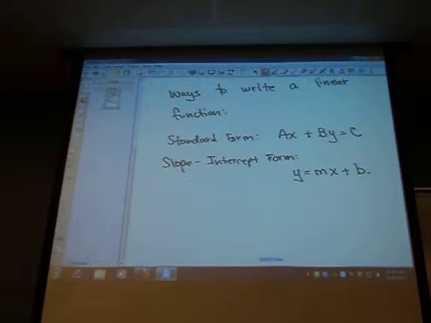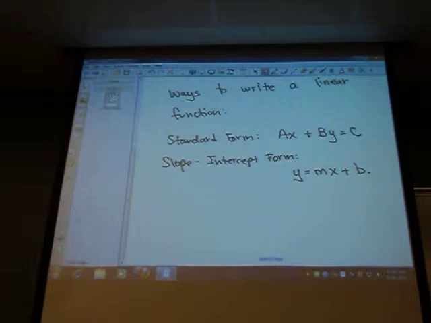Sometimes what confuses people is the capital B in standard form and the lowercase b in slope-intercept form. They're not related. Capital B doesn't really stand for anything in particular, it's just A, B, C. So not the same B.